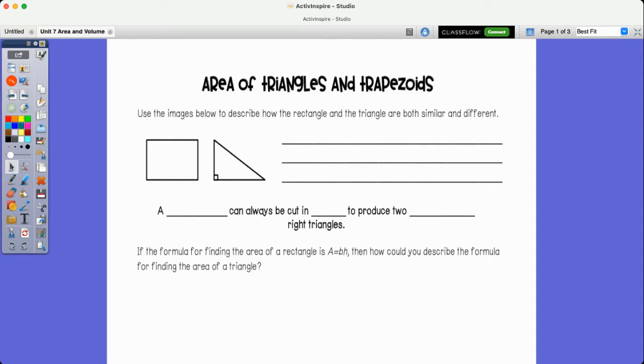If you could take out your notes, I would appreciate it. We are just doing area of triangles today. We will do area of trapezoids at another time.